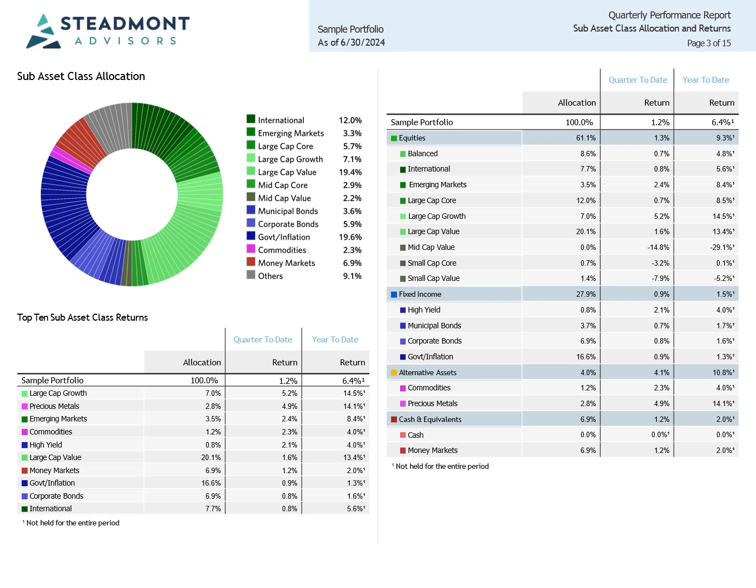On this next page, we dive a lot deeper into asset allocation and go into each sub-asset class so that you know not only how much you have in equities, but which type of equities, and not only how much you have in fixed income, but which type of fixed income, and so on and so forth. On the right side of the page, you can see how those individual sub-asset classes performed on a quarter-to-date and a year-to-date basis. Any questions about the individual investments will be answered on the following pages. In the bottom left-hand corner, you can see the top 10 returning sub-asset classes for the quarter, which we think is a pretty interesting look.